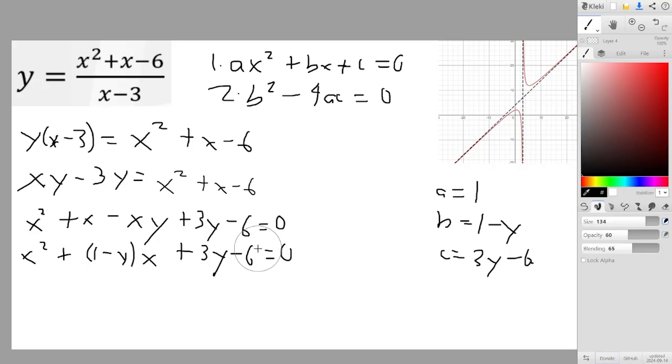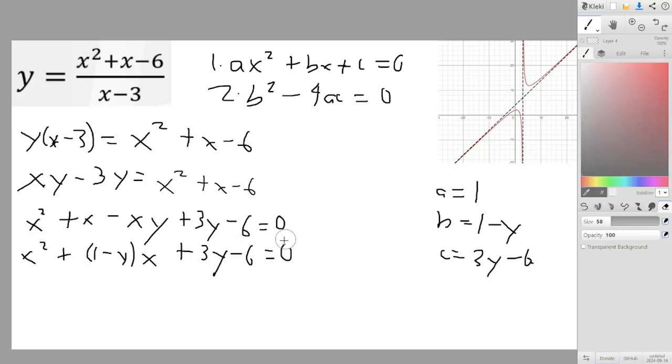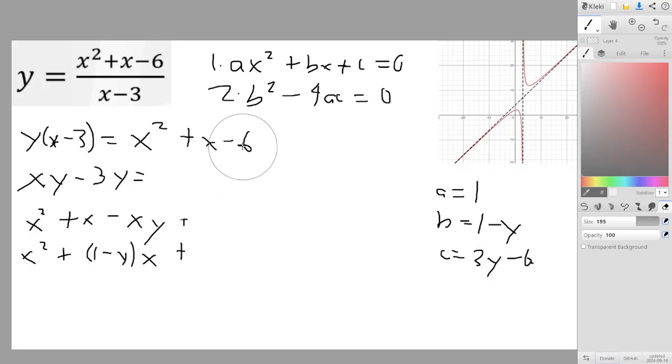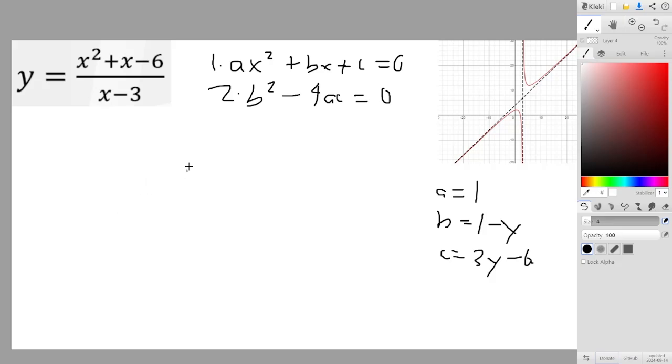Now we can just disregard this entire part. All right, so we've accomplished step 1. So now we can go ahead to step 2.